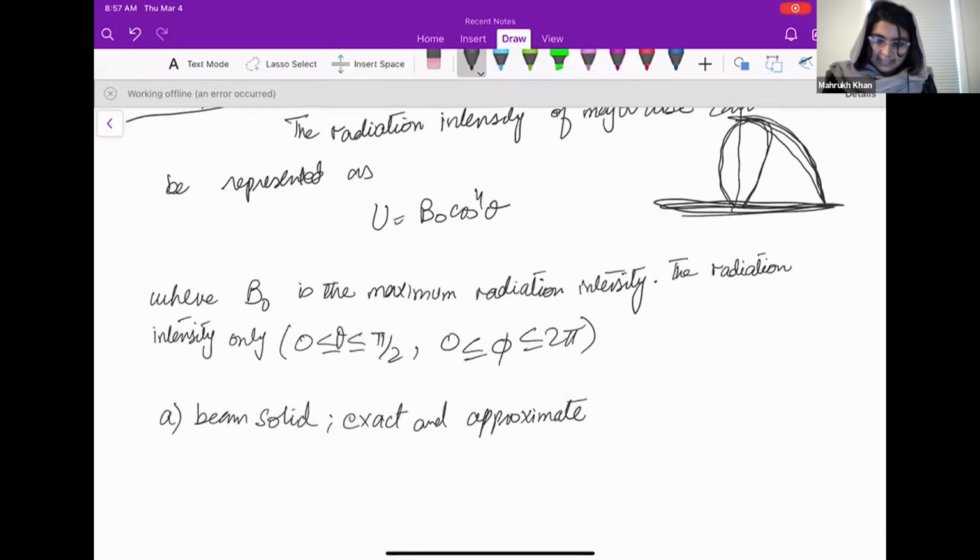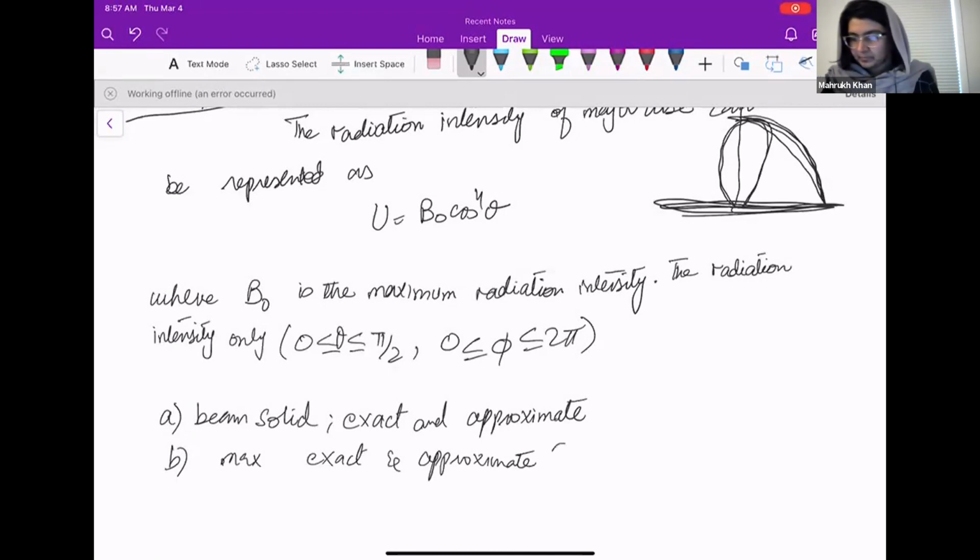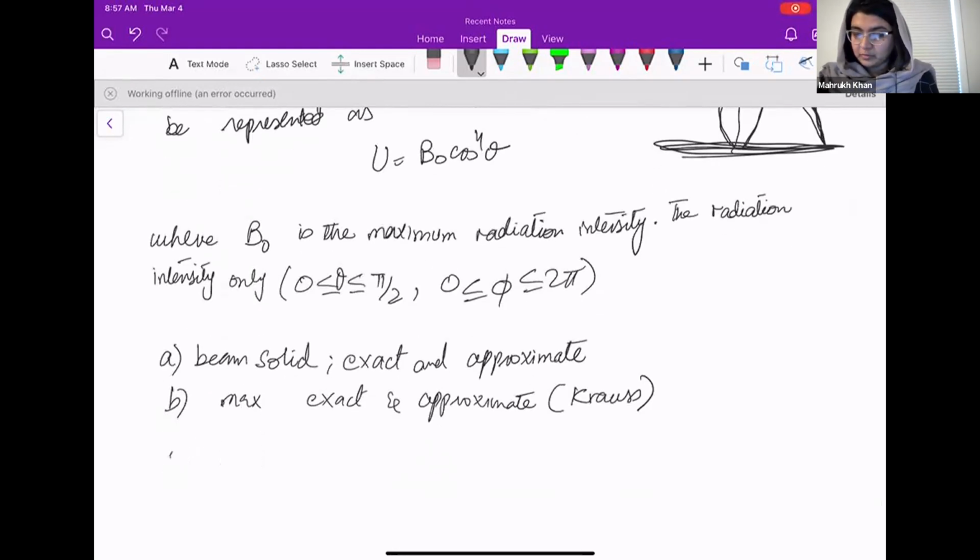So we need to find the beam solid angle, exact and approximate, and maximum directivity, exact and approximate. They want us to compare with, I think, the Kraus equation. Okay. So first, for the solution, we need to find the half power beam width. How do you think we should find the half power beam width? Because in the book, they just write that your half power beam width is this. But we can find our half power beam width from this. So what should we do to find it?